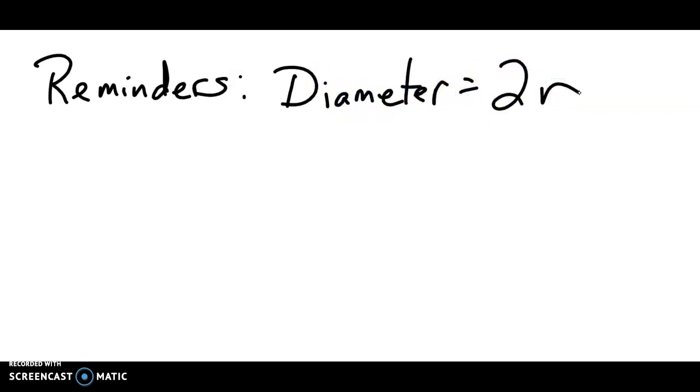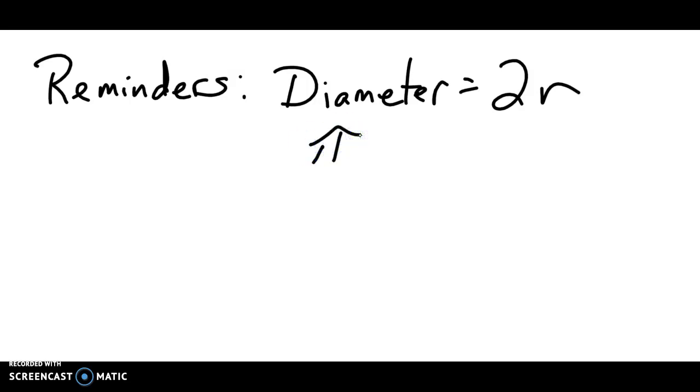Good morning. Topic today is circles. So we're going to do a couple of reminders here, things that you may have forgotten. Number one, that a diameter is equal to twice the radius.